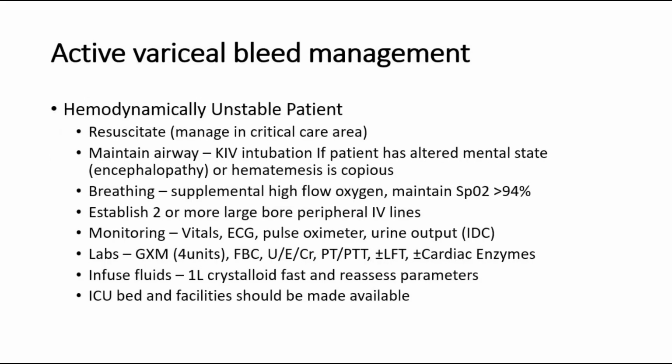For active variceal bleed in a hemodynamically unstable patient, resuscitate and manage in a critical care area. Maintain airway, keep in view for intubation if the patient has altered mental state or hematemesis is copious. For breathing, give supplemental high-flow oxygen, maintain saturation more than 94%. Establish 2 or more large-bore peripheral IV lines, monitoring vitals, ECG, pulse oximeter, urine output. Request GXM 4 units, and take necessary bloods. Infuse 1 liter crystalloid fast and reassess parameters. ICU bed and facilities should be made available.